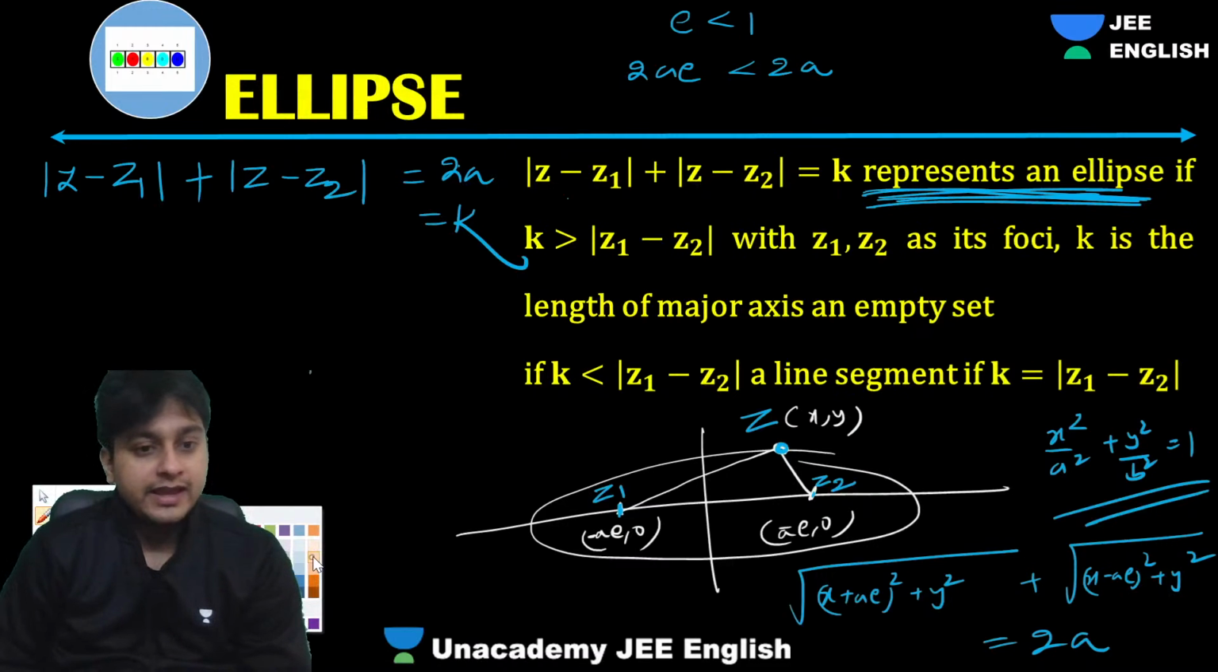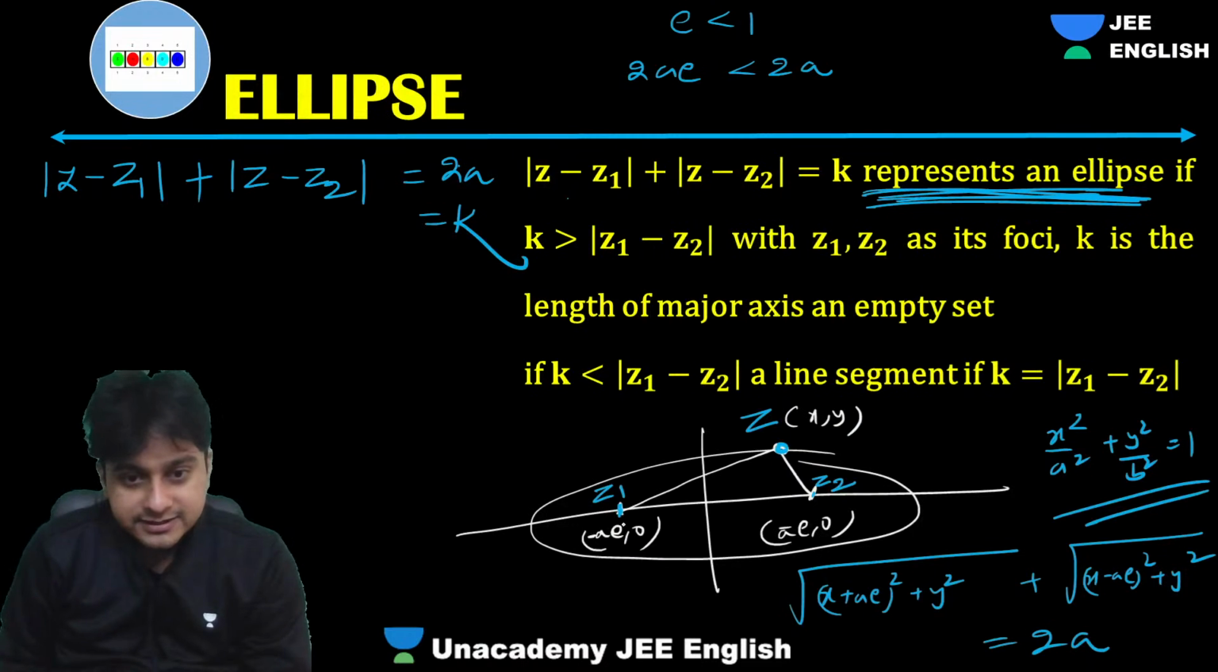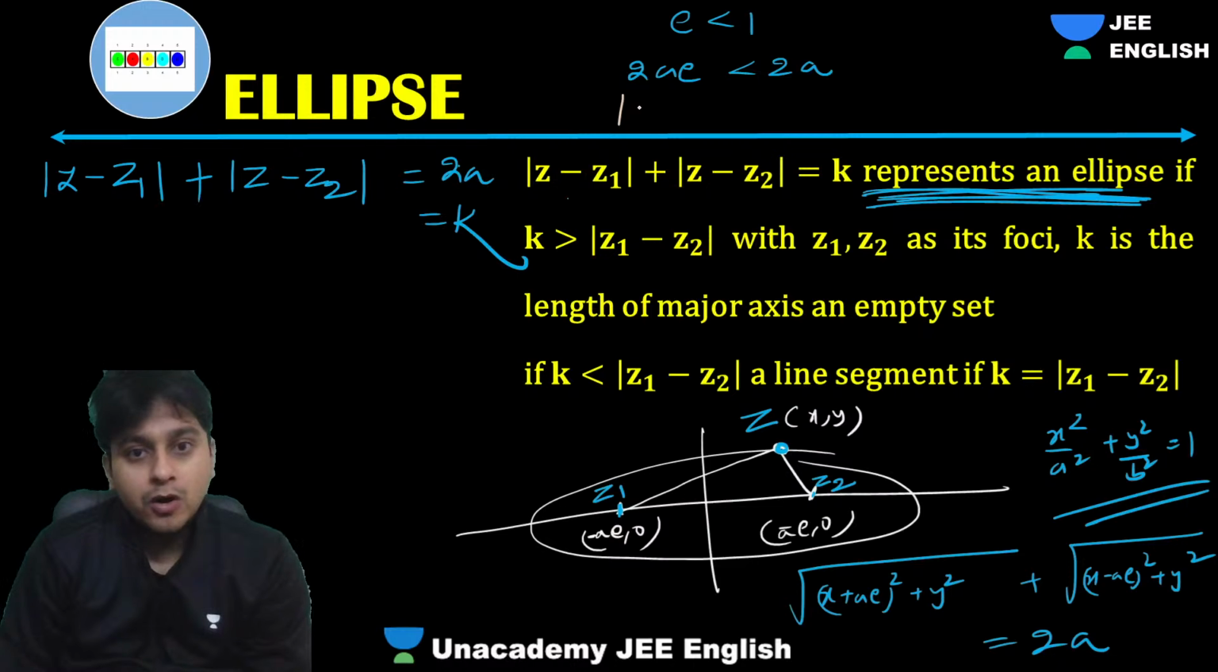What is 2ae? 2ae is the distance between the foci. That means mod of z1, sorry, eccentricity should be less than 1, right? I just multiplied with 2a both sides.